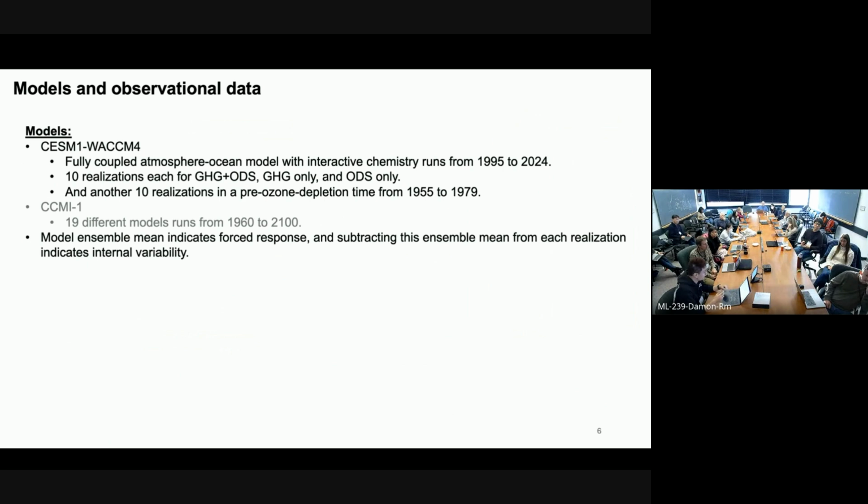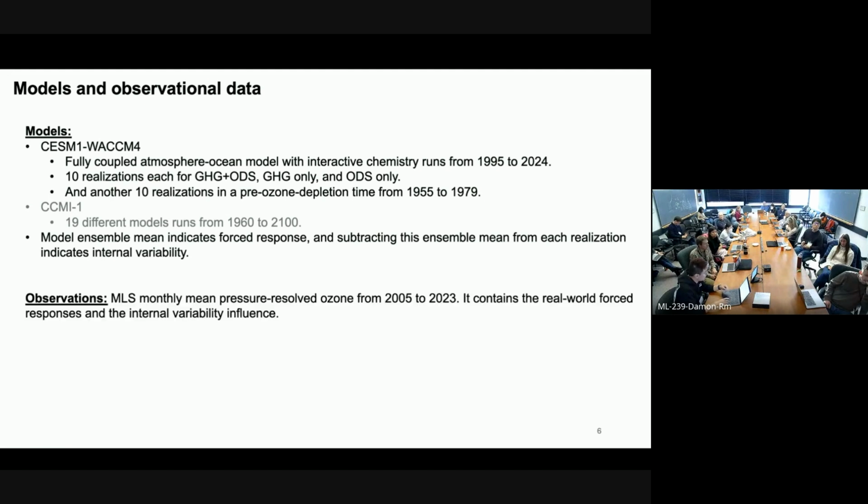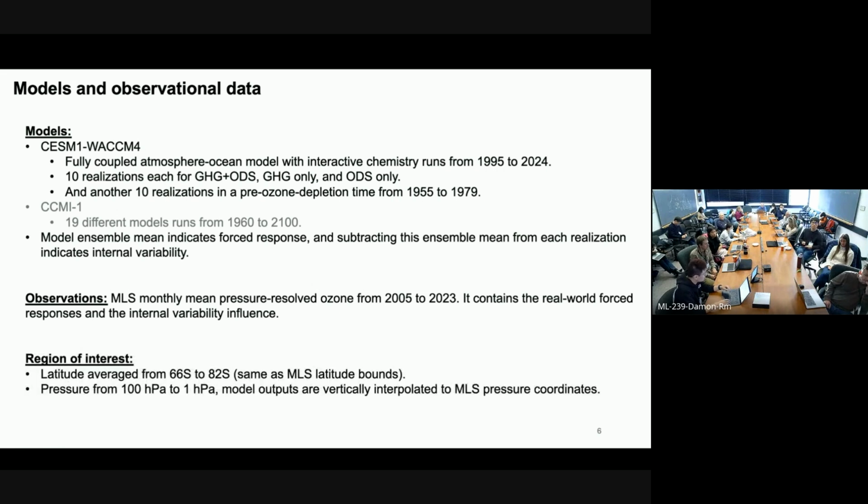When we take the ensemble mean, it gives us the forced response. And when we subtract the ensemble mean from each realization, we can estimate the impact of internal climate variability. We're comparing with observations from MLS. We use the monthly mean pressure-resolved ozone from 2005 to 2023. The MLS contains both the real-world forced response and the internal climate variability influence. We're interested in 66 south to 82 south, which is a similar latitude band to that used from MLS, and we use pressures from 100 millibar to 1 millibar. The model outputs are first vertically interpolated to the MLS pressure coordinates.